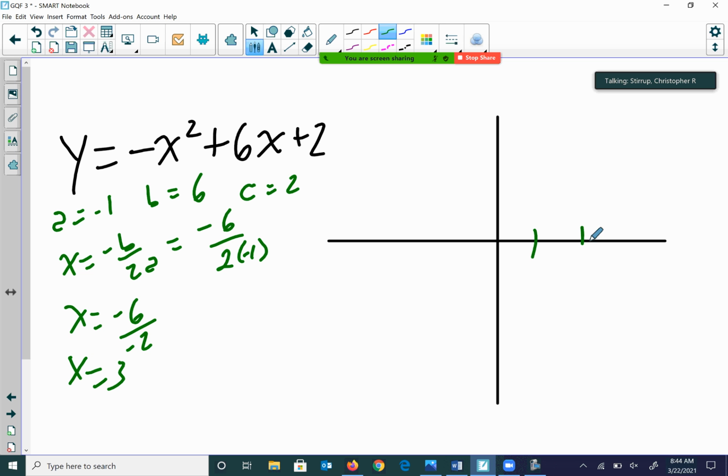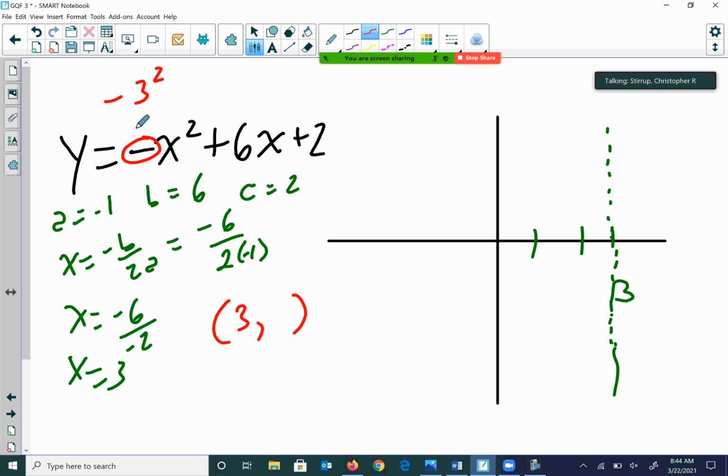Cool, so 1, 2, 3. My axis of symmetry lives somewhere along that vertical line. So I'm going to get 3 comma something. So I'm going to take that 3, plug it in. Now here's the thing. Because that negative is out there, it's not affected by the squared. Okay? So 3 squared is 9 with the negative. So I get negative 9 plus 18 plus 2. Negative 9 plus 18 is 9. 9 plus 2 is equal to 11. So I get 3 comma 11.